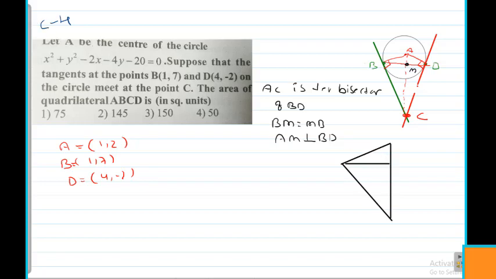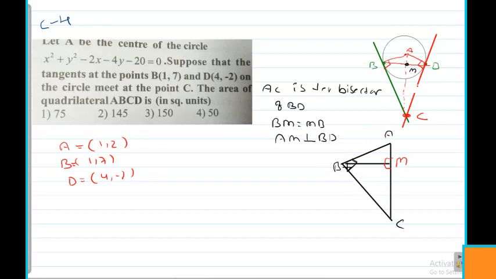Observe here. This is A, this is C, this is B, which is a 90 degree angle, and this is M. I want to find the area of this right triangle first. AB means the distance between A and B. The coordinates of A and B are given, so we can find AB; that is not a big problem.